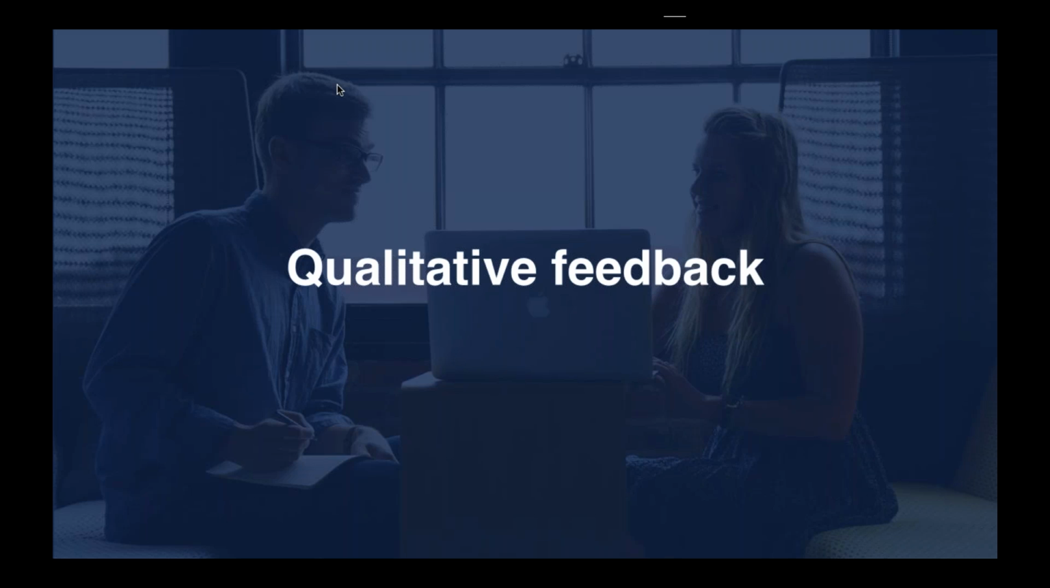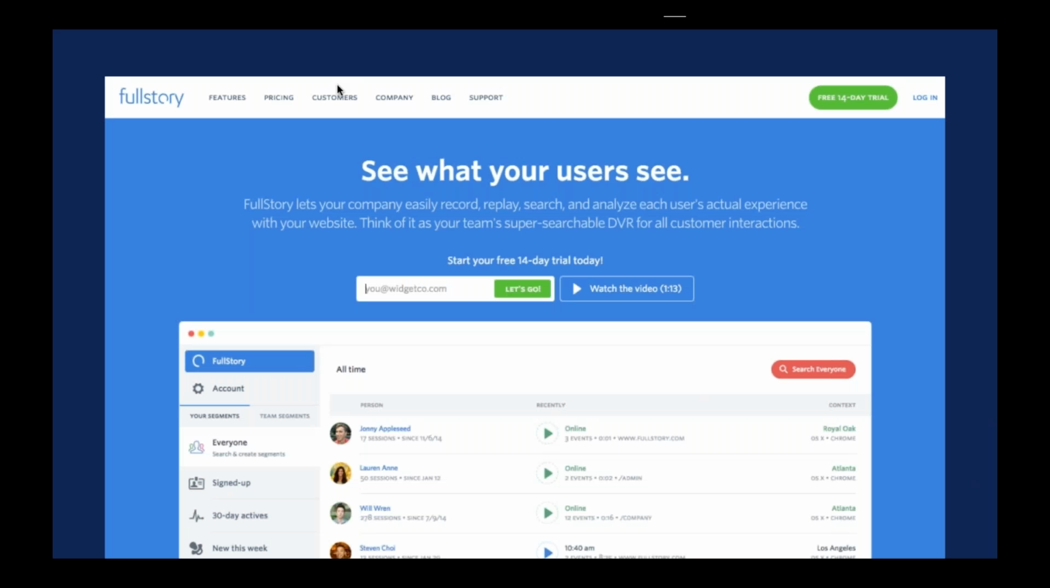There's a lot of ways to get qualitative feedback, and I want to go through a couple of the tools that I've used in my previous projects and at Yes Insights as well. One of the tools is Full Story. What it does is it tracks all the actions your users are taking in your app. For instance, you can see where your users are clicking, where they're scrolling, where their mouse is. Really cool. They describe it as a DVR for all customer interactions. It's a really cool app.